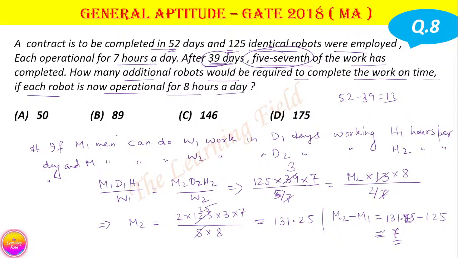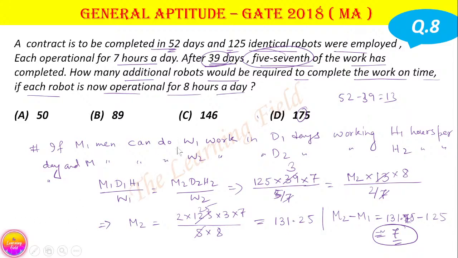So this is a wrong question in the paper, or if option D is 7 only, then option D can be correct. So the correct answer is 7 new robots; 7 additional robots would be required. So the answer is 7 here.